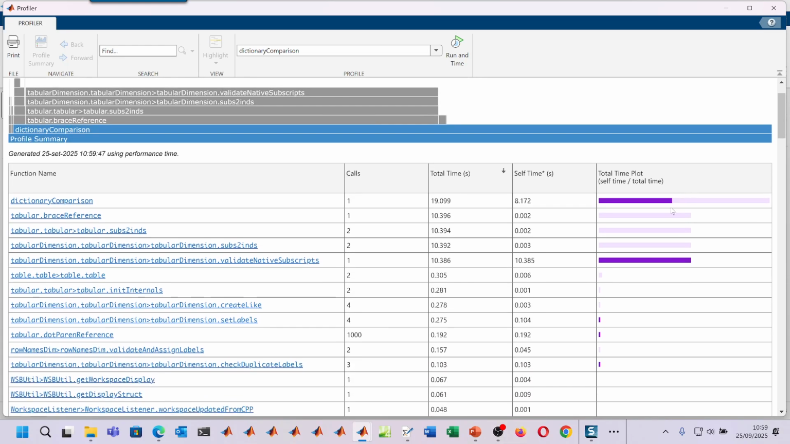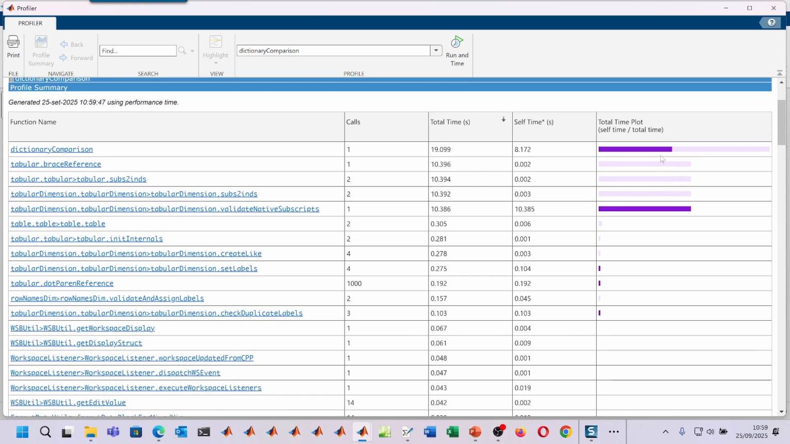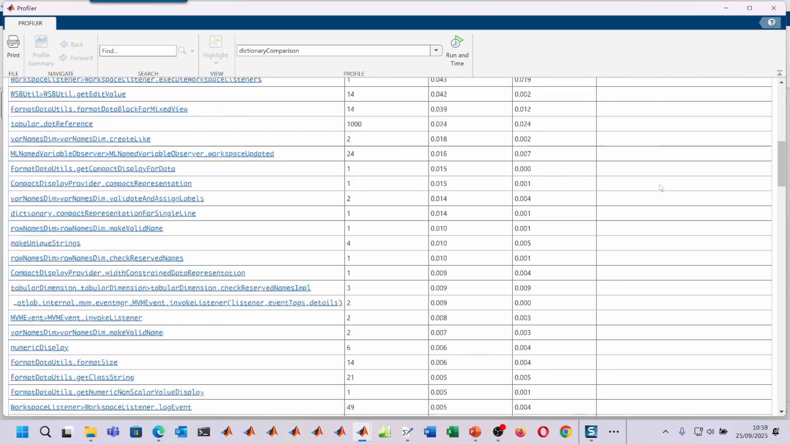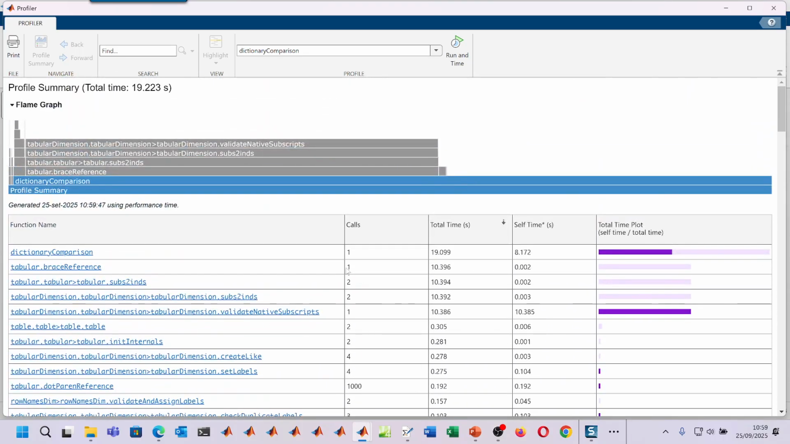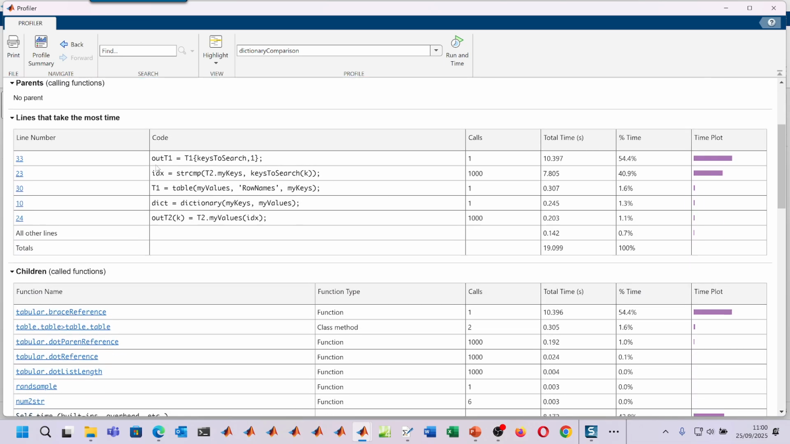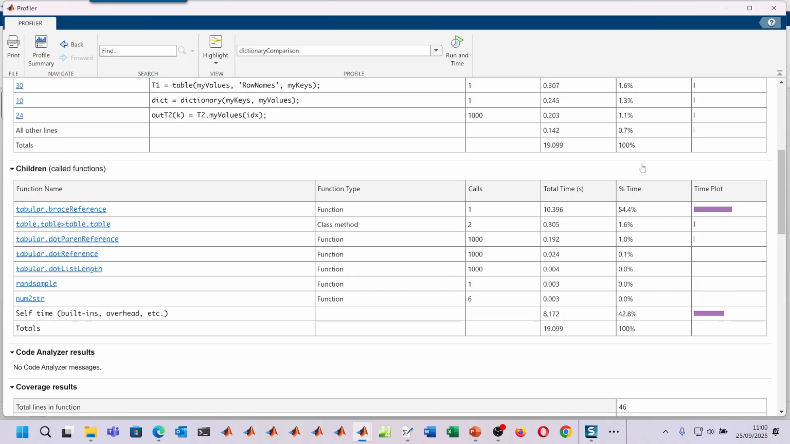This is the profiler manager. Yes, here it is. This is the interface. Then it shows all the calls and the time that they took. Now, this is our dictionary comparison. And so we go here, and this instruction took 10 seconds, 54% of the overall time.